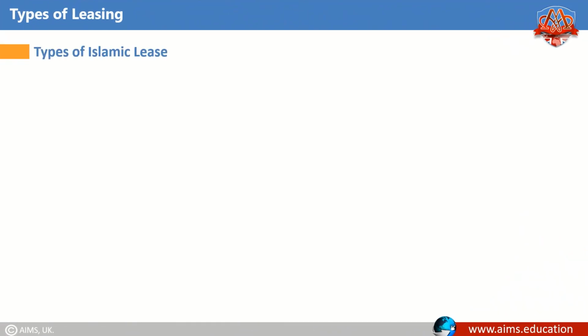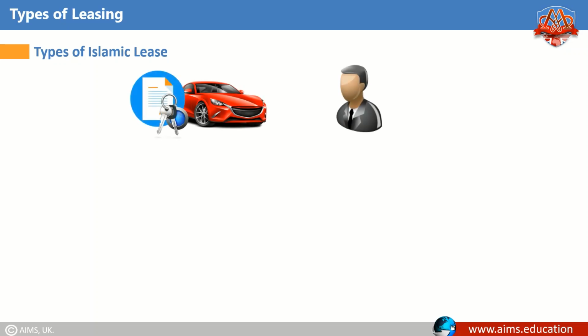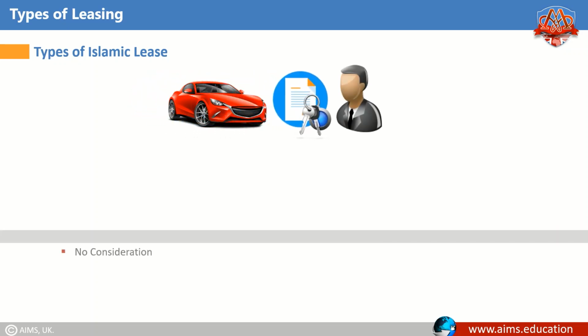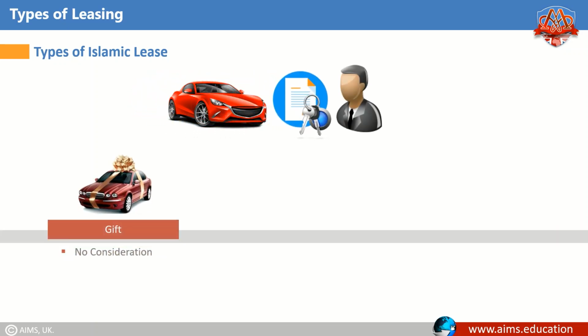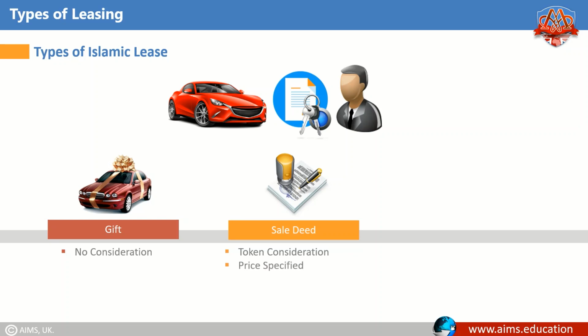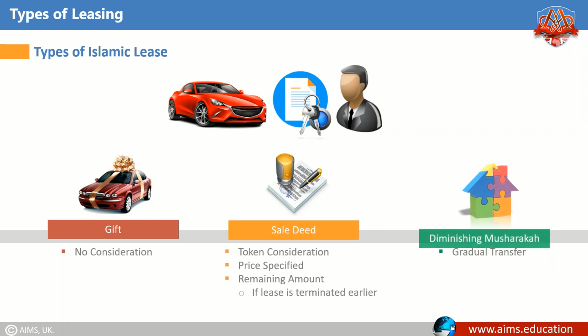Types of Islamic lease. Types are based on the method through which the ownership is transferred. For no consideration, through a gift. For token consideration, through sale deed. For price specified in the lease, through sale deed. For the remaining amount if the lease is terminated earlier, through sale deed. And gradual transfer through diminishing musharaka.